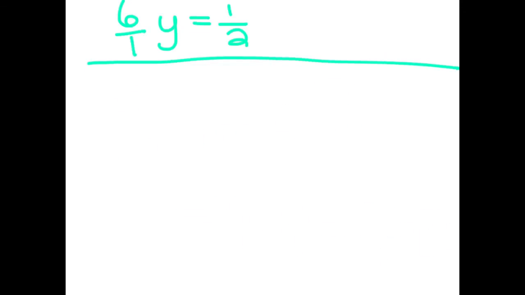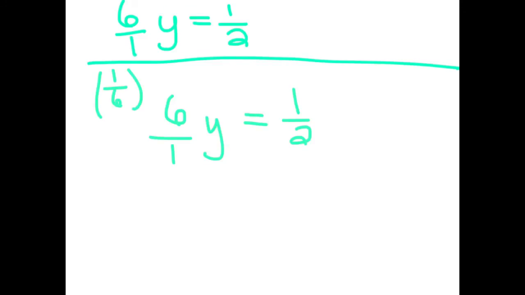To figure out what y is, we need to isolate the variable on one side of the equal sign. To do that, we must do on one side of the equal sign what we have done to the other. So if we are multiplying the reciprocal of 6 over 1 on both sides, we would be multiplying 1/6 on both sides of the equal sign.